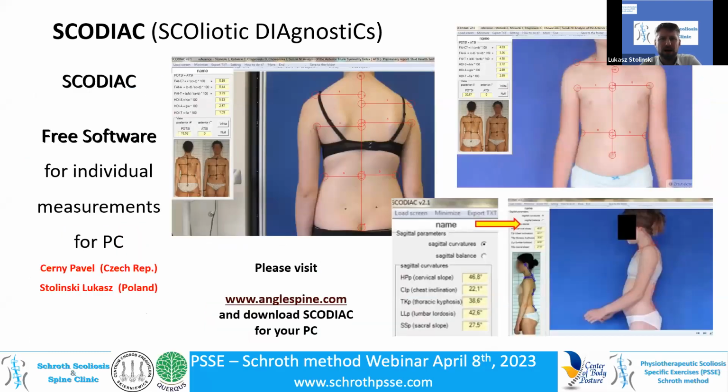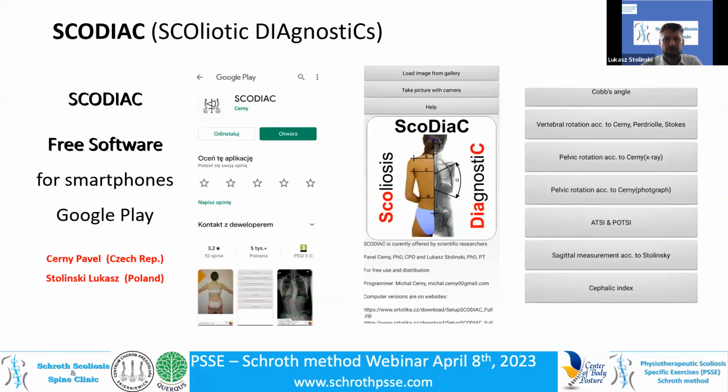In an automatic way, we can calculate ATSI and POTSI using this software on the computer. Sagittal curvatures of the spine are possible to measure too when we are using Scoliac software, which is free to use and download from the internet.